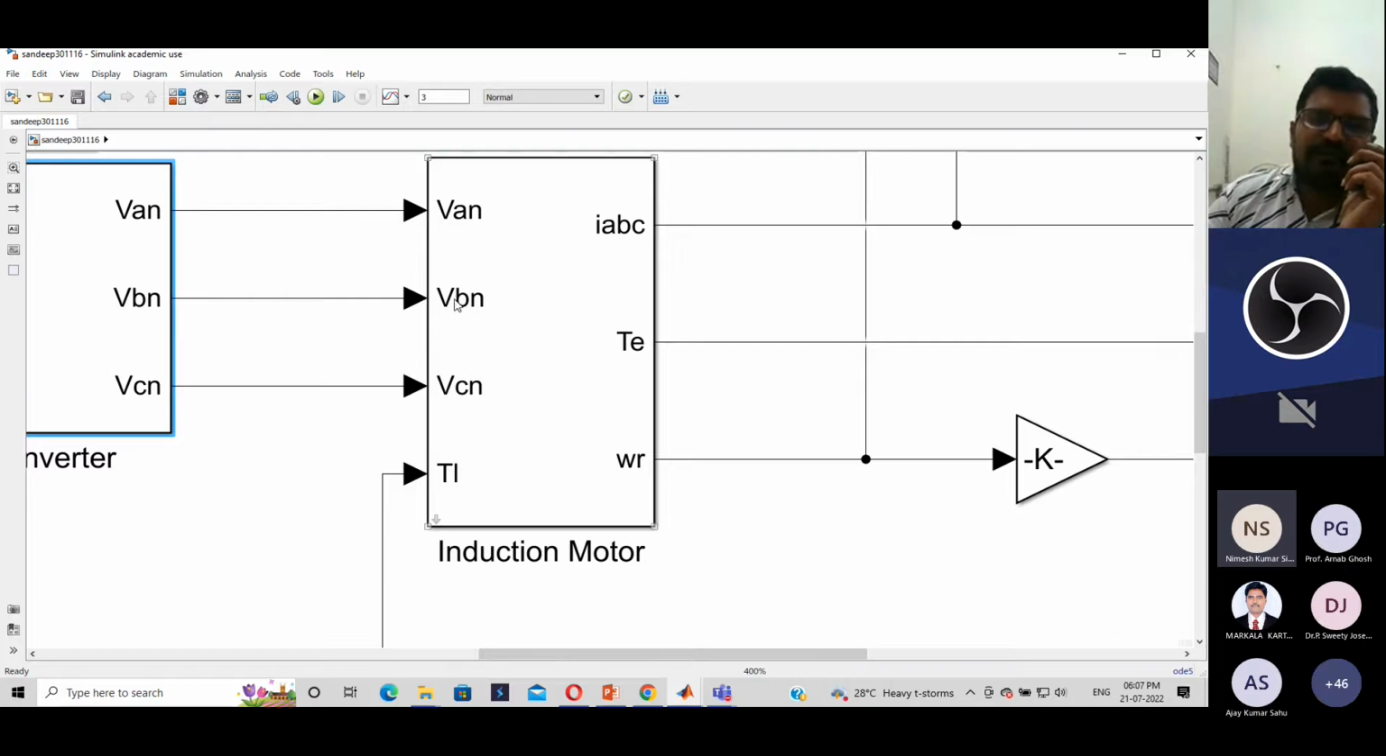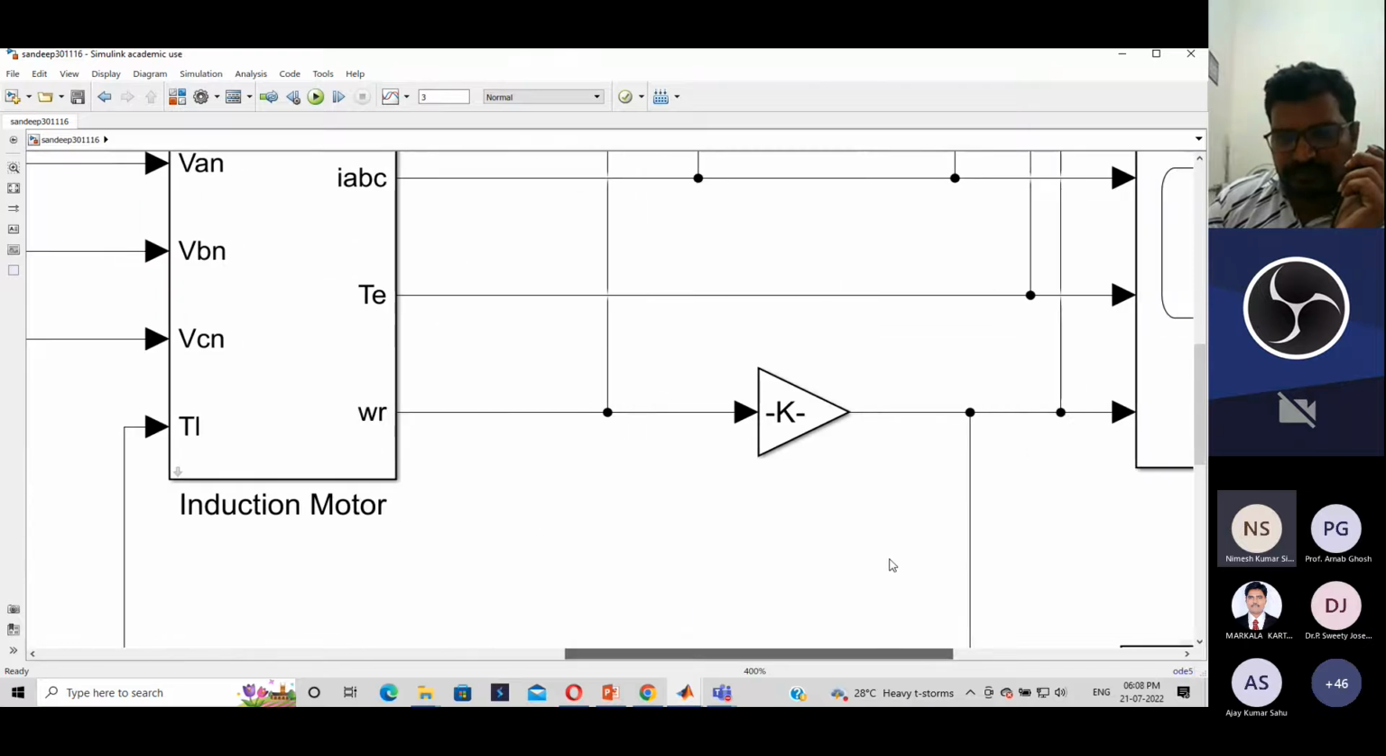So I have taken the mathematical modeling system for VA, VB, VC. This is the load torque. If you want to change the load torque, you can also give it externally with the help of TL. Once these values are given to the induction motor, inside it we have the mathematical modeling equations. So you will get the IA, IB, IC values corresponding to the induction motor, and the electromagnetic torque as well as the speed.